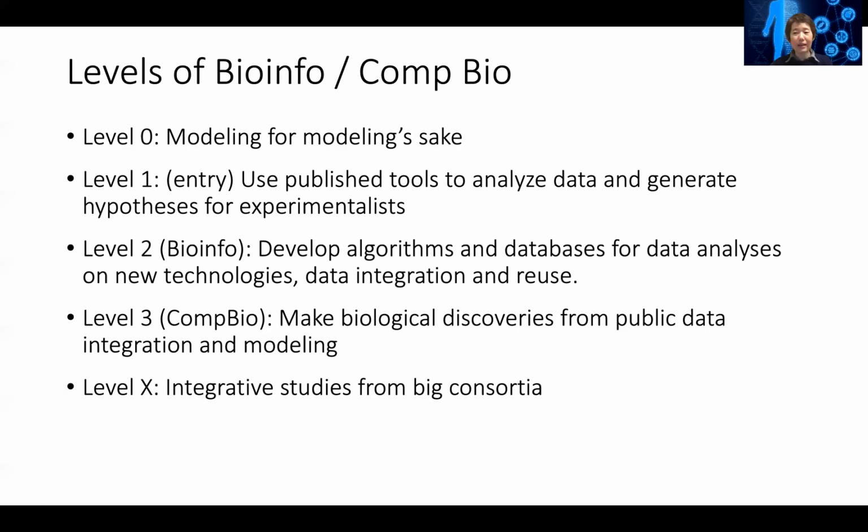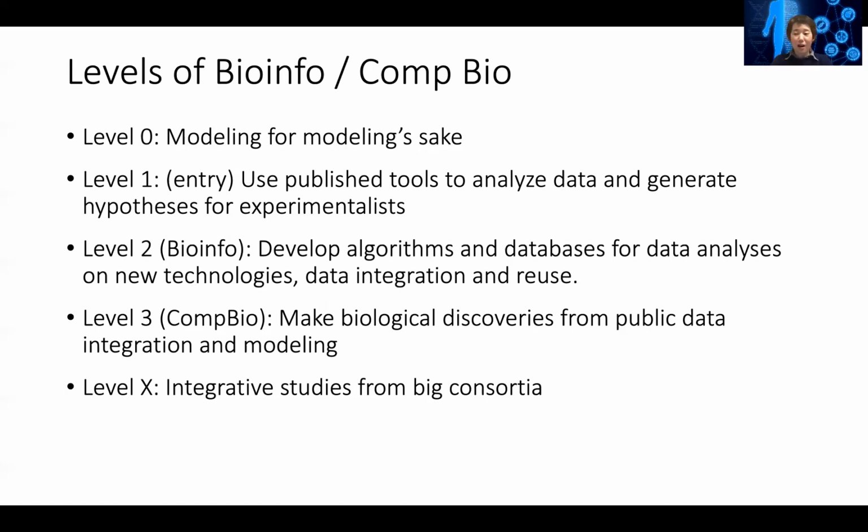You can understand some basic biology, look at some real public data, use published tools to analyze the data and generate hypotheses for experimentalists. For example, you might be within an experimental lab, or it could be your own data, or you might be collaborating with an experimental lab and they have generated the data.